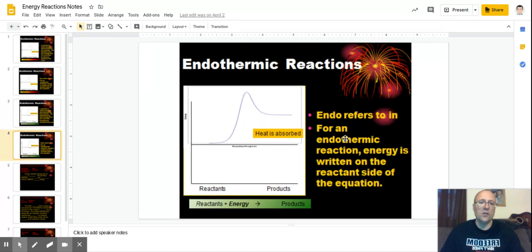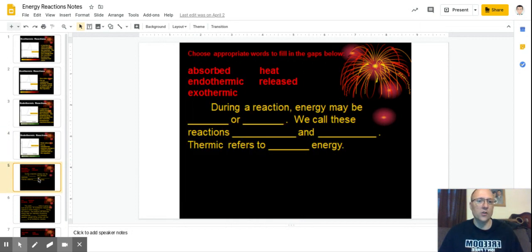So endo refers to going in, and in an endothermic reaction, the energy is written on the reactant side of the equation. So here we see reactants plus energy to get to the products. So the products have more energy. To follow the law of conservation of energy, the reactants plus that energy have to equal the total energy of the products. Now, when you go through your slideshow, you're going to fill in these three paragraphs from the word bank that I have here.